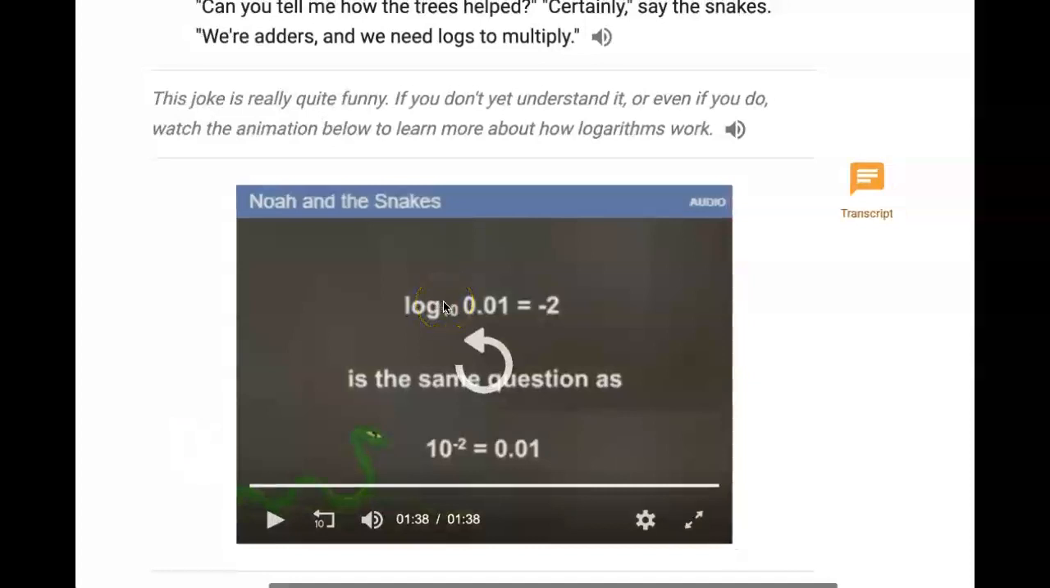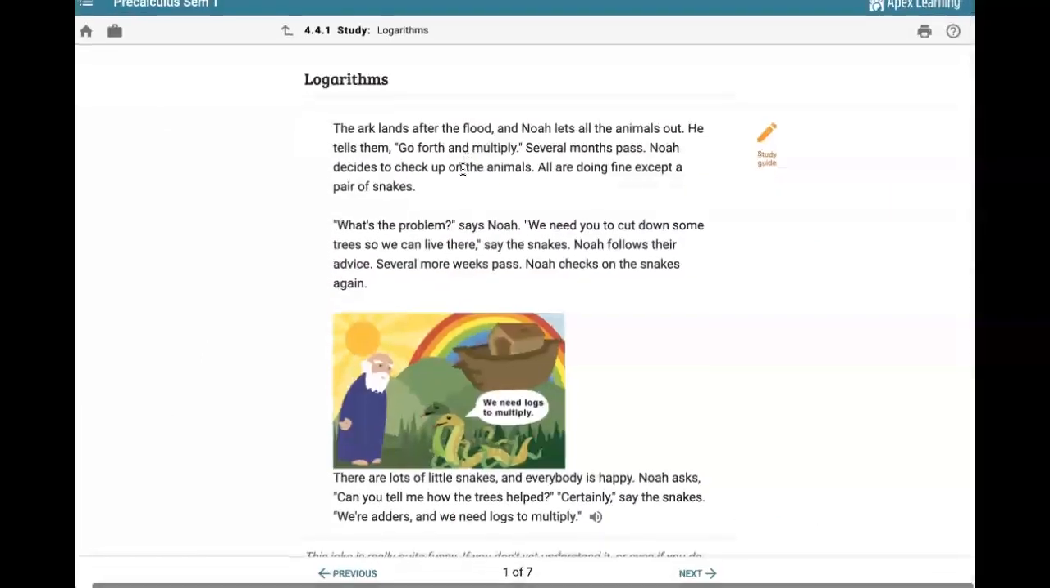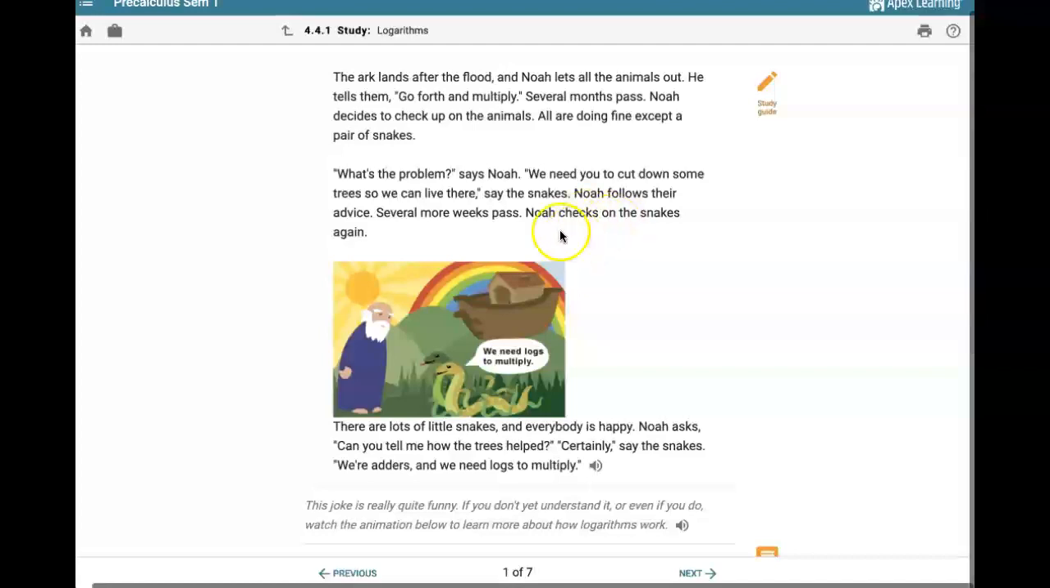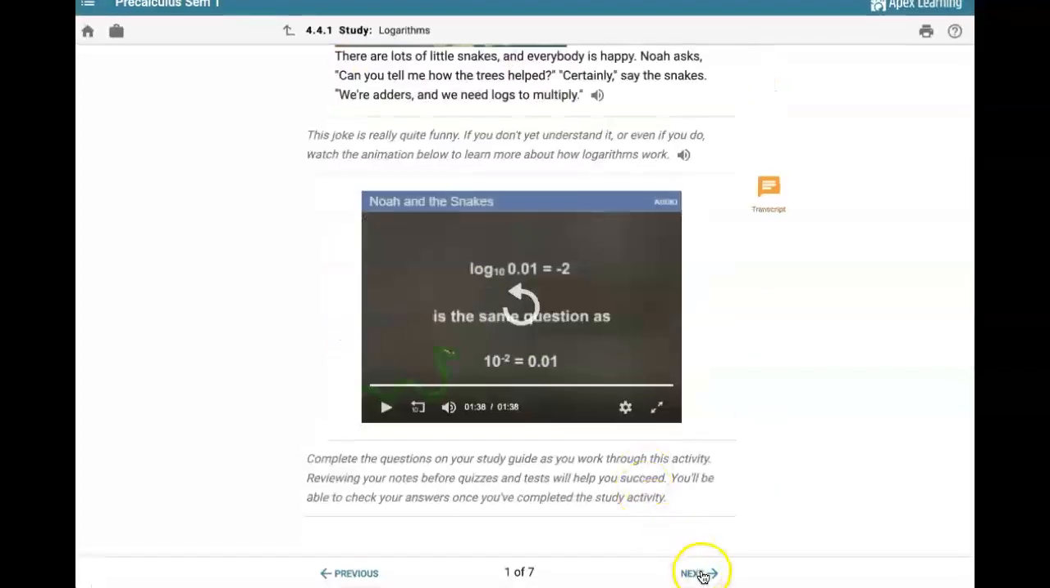Now if we look back here, the joke was that after the lands flooded, Noah told the animals, go forth and multiply. Several months passed, Noah decides to check up on the animals. They're doing just fine except for a pair of snakes. He said, what's the problem? We need you to cut down some trees so we can live, says the snake. Noah follows their advice. Several more weeks pass. Noah checks on the snakes again. There are lots of little snakes. Everybody is happy. Noah asks, can you tell me how the trees helped? Certainly. We're adders, and we need logs to multiply. Ba dum tss.